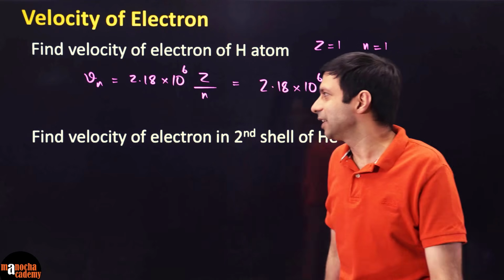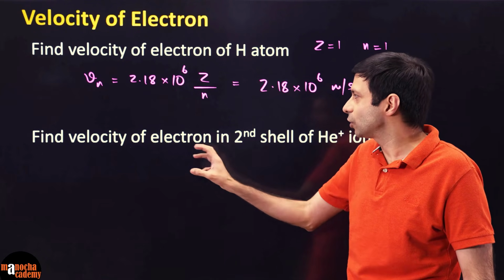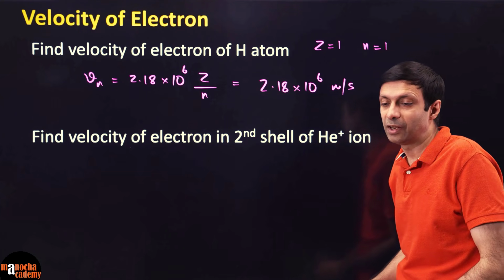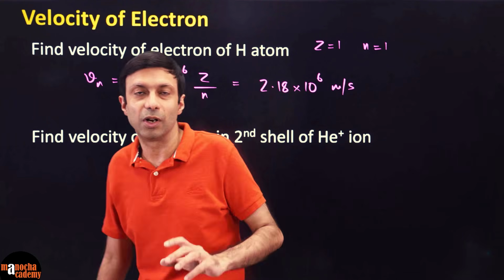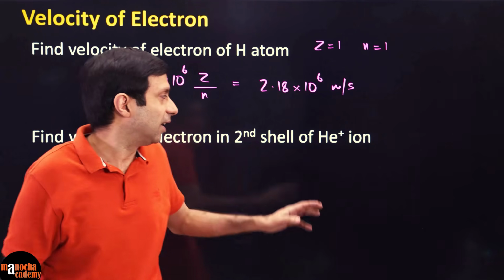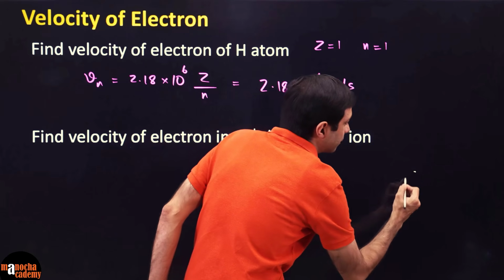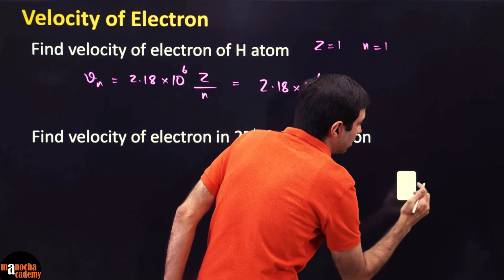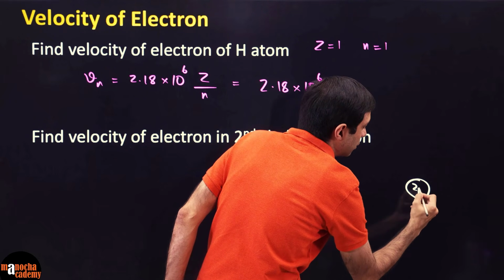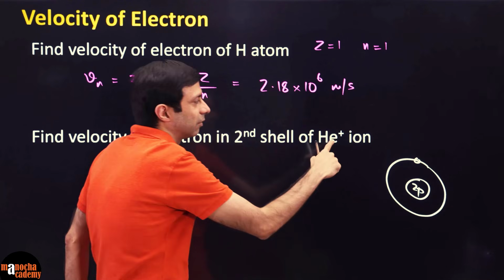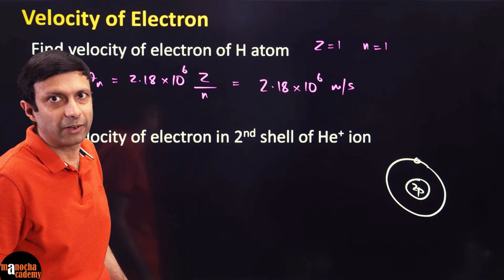Next, let's take a look at this example. If you have been asked to find the velocity of the electron in the second shell of helium ion, okay, because remember these Bohr's formulas, they work for single electron species, and helium atom, you know, it has 2 protons. So helium atom has 2 protons and 2 electrons, but if you take out 1 electron, He plus ion, you're left with only 1 electron.